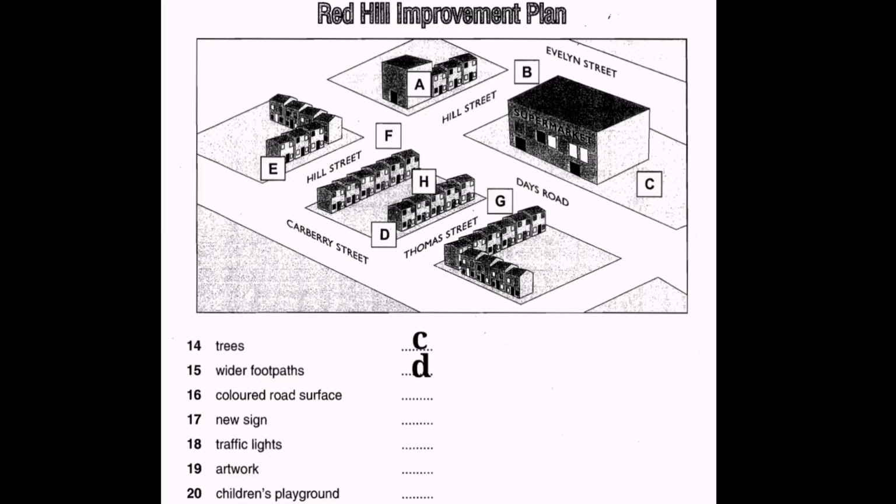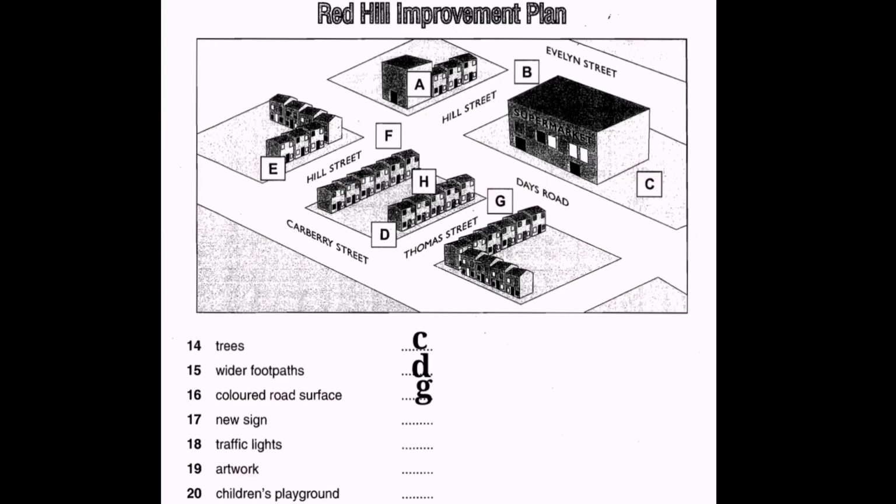So in the audio, we have listened that the roadway at the entrance to Thomas Street from Days Road will be painted red. It means that the roadway entering Thomas Street that will enter Days Road will be colored red. And on the map, the road from Thomas Street that will enter Days Road is option G. So we can say that G is the colored road surface. So we can write G in front of question number 16.